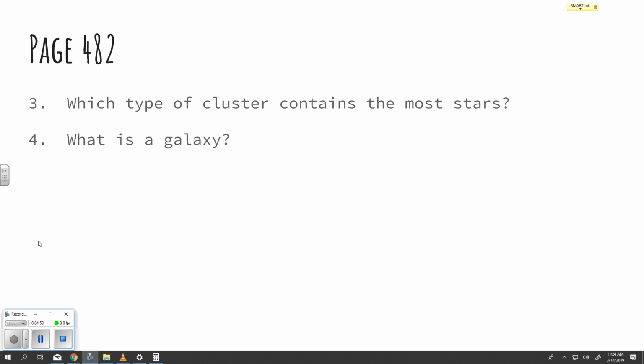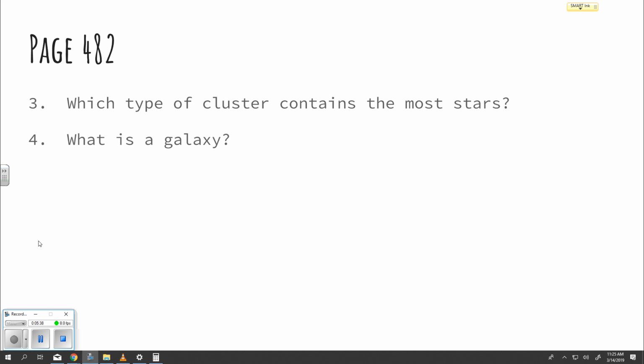What is a star cluster? Highlight: sometimes nebulas collapse to form groups of stars called clusters. Clusters can have hundreds or thousands of stars. The table below describes two types of clusters. Globular cluster, highlight globular cluster, highlight sphere, highlight up to 1 million stars. There are also open clusters, loosely shaped, a few hundred stars.